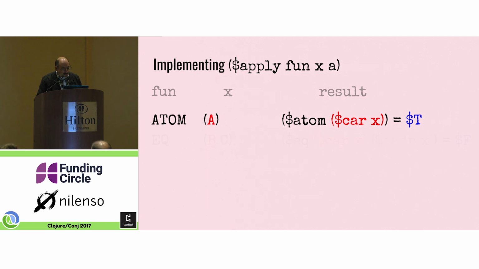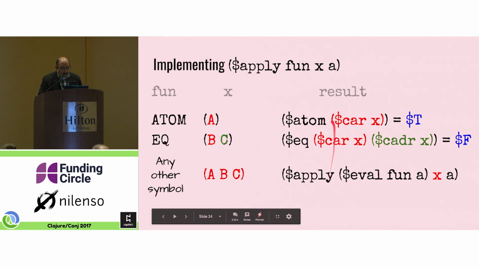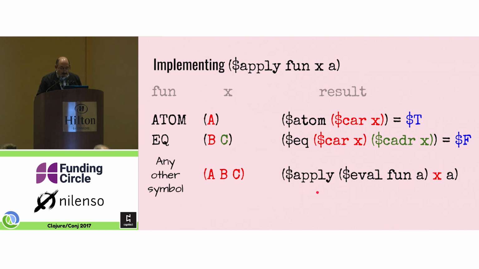Then we have here atom, EQ, and any other symbol. This is the way that they actually get implemented. Once again, you'll have a chance to look at the code if you want to, or look at these slides with a little bit more tranquility.